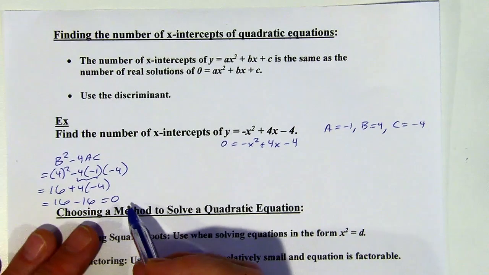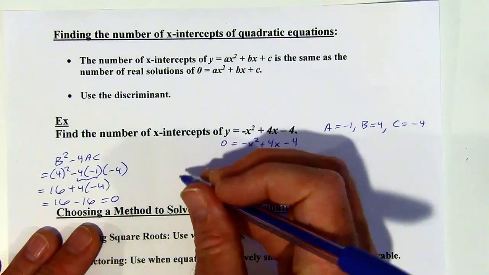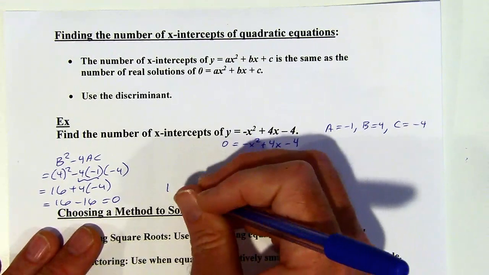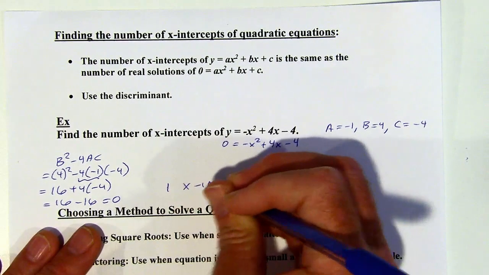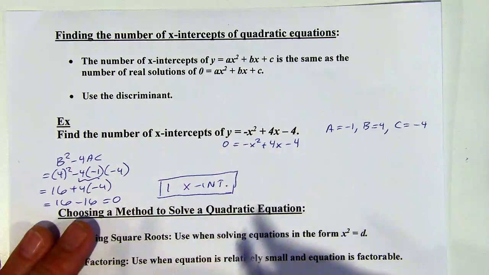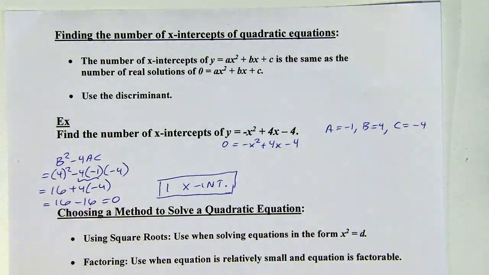That's my discriminant, and that tells me that there's going to be 1 real solution when the discriminant is 0. So I would say 1 real solution if we started with the 0 in there, but I'm telling how many x-intercepts. This is the same as the number of real solutions. Okay, so I get 1.